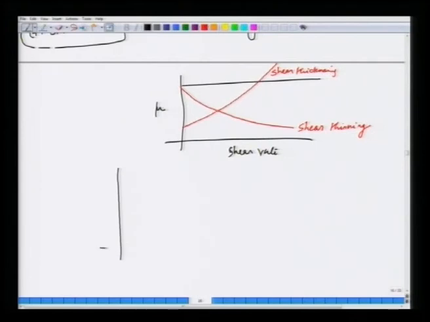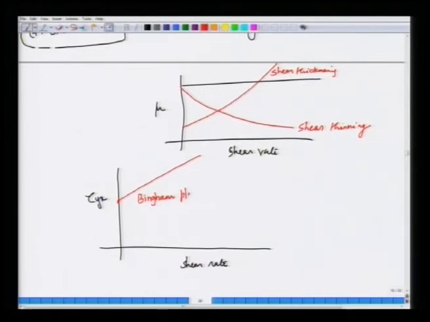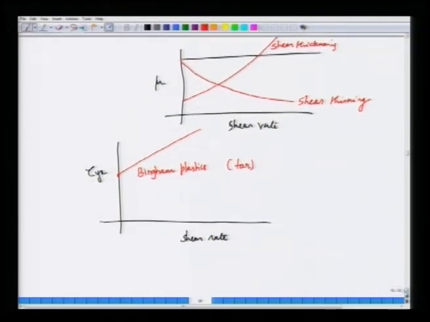So, you can have a material like tar, where if you plot tau yx versus shear rate, the material does not flow up to a critical value of shear rate and it flows after that like a Newtonian fluid. Such materials are called Bingham plastics. An example is tar. So, it appears like a solid up to a critical shear stress, after that it starts flowing like a fluid. So, such materials are called Bingham plastics.